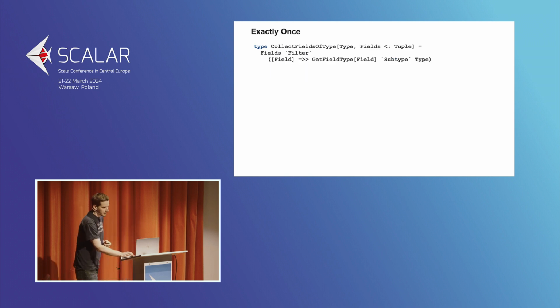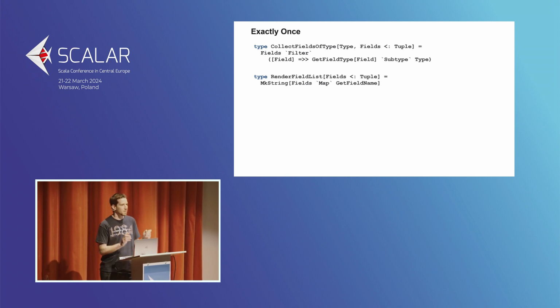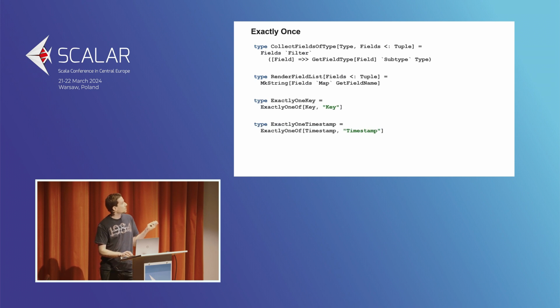So here are the helper functions. Collecting is just a filter that checks that the field is a subtype of a certain type. So it's like small functional language code. And here we use the equivalent of mkString from collections on the tuple to collect all the field names into a single string with all the field names. These are the two checks that we need to provide here: exactly one key, exactly one timestamp. Unfortunately, we have to duplicate the name of the type as a string. I currently don't see a way to circumvent it, but otherwise it's quite readable.